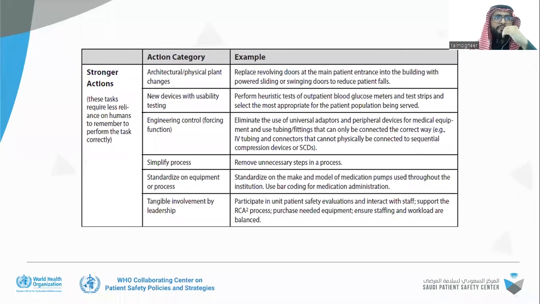Let's take some examples. In here, as you can see, we have, for example, architectural or physical plant changes. For example, if you have at your hospital a revolving door at the main entrance and it is causing patient falls or patient injuries, a strong action for these events is to replace the whole door with a sliding or swinging door. Let's take another example of a strong action, which is simplifying the process.